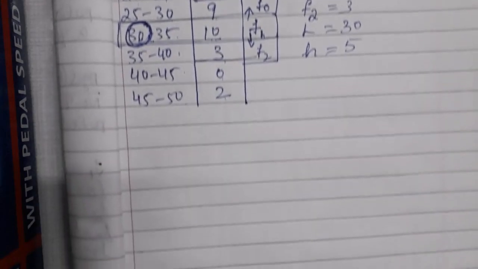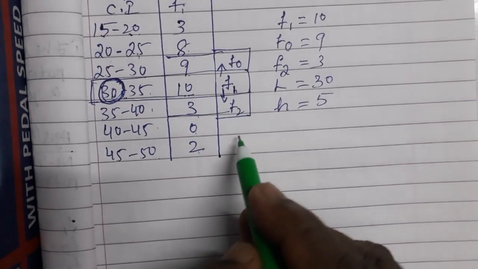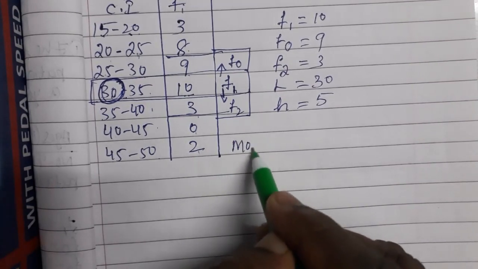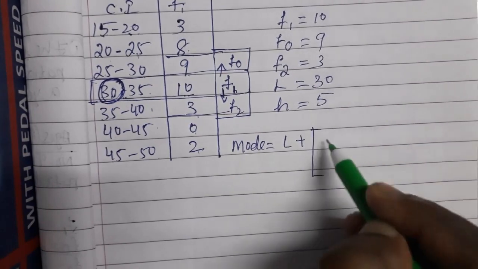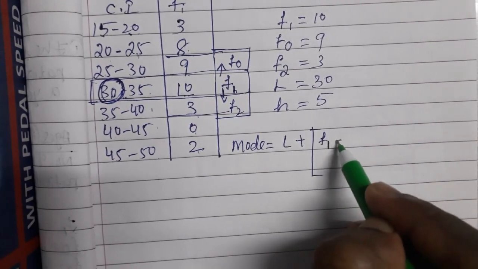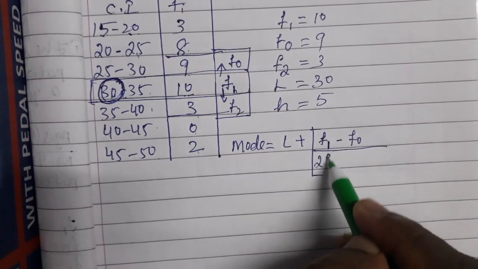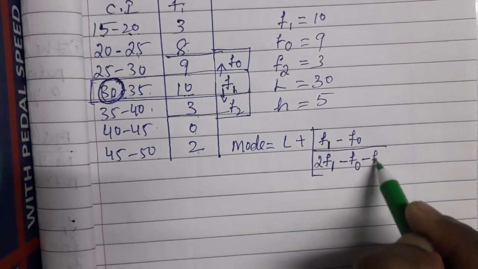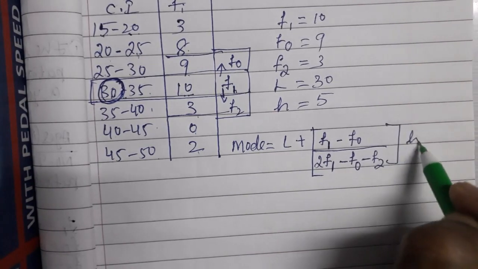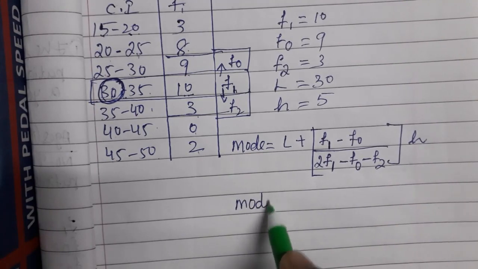Now after this, what is important? Formula is important. Mode is equal to L plus F1 minus F0 divided by 2 F1 minus F0 minus F2 into H. Now substitute all the values. What you should do? You should substitute the values.